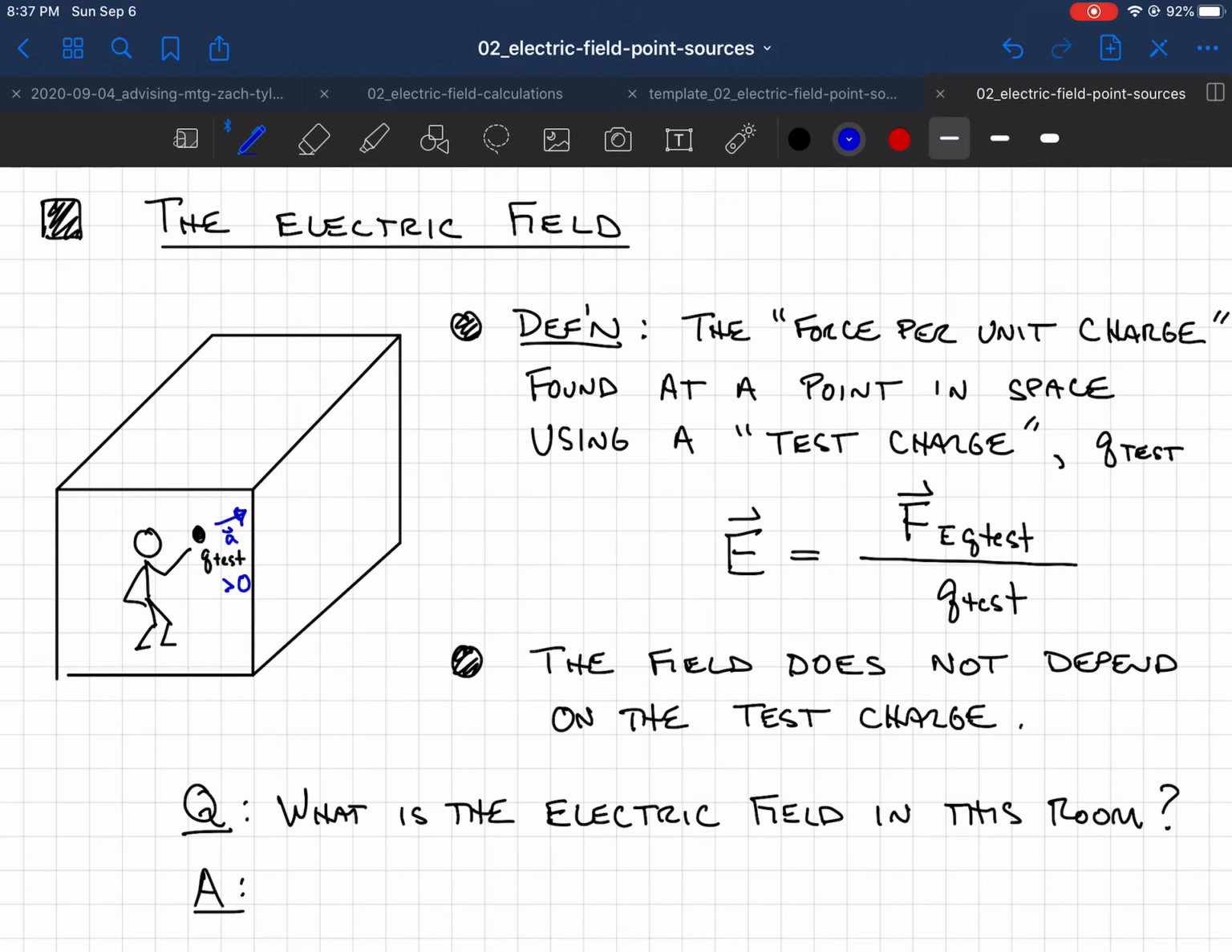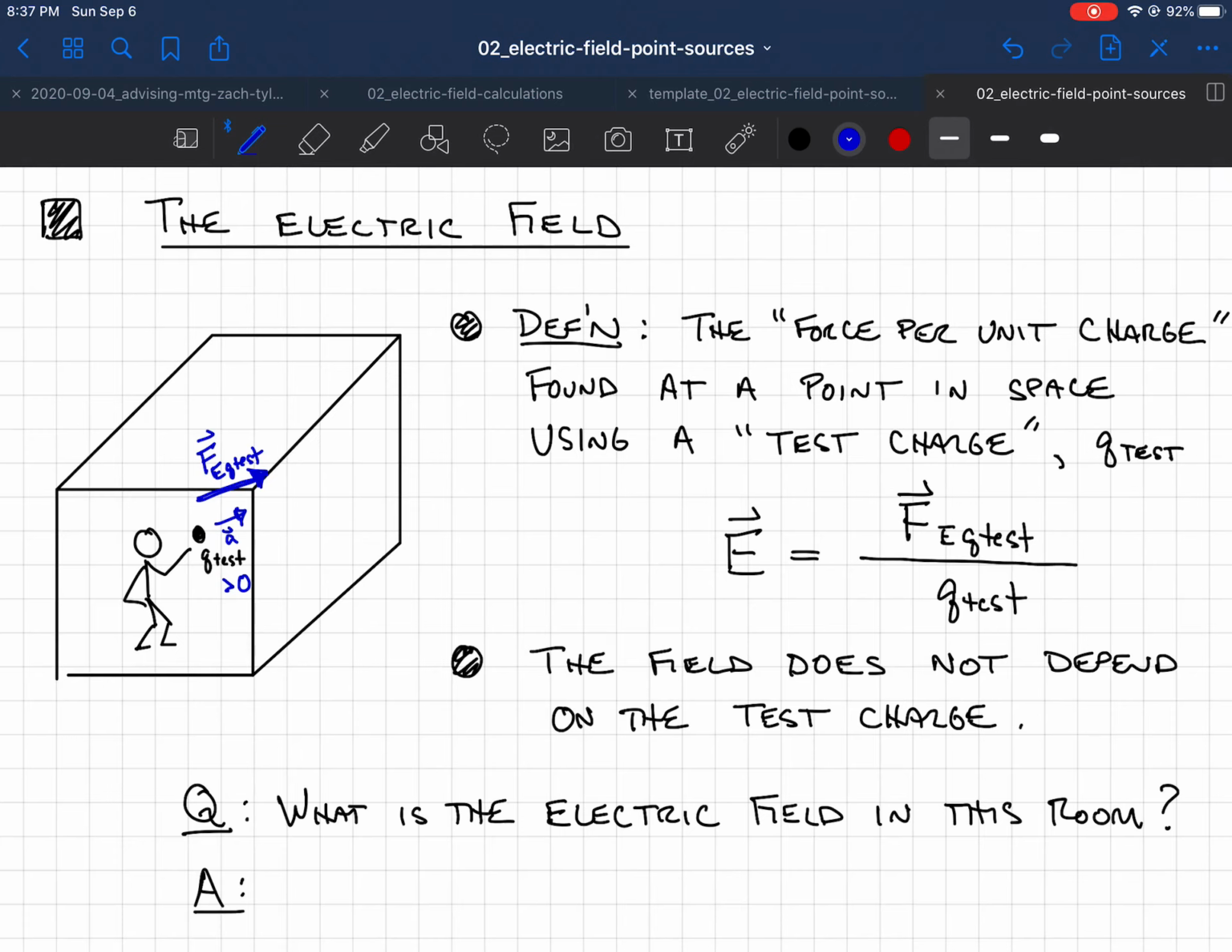Let's also assume that this room is out in space. So there's no gravitational force, there are no other forces. So we know that that test charge is accelerating because there's an electric field in the room. And we know from Newton's second law that that acceleration must be due to a force. So we can draw that force. I won't draw it. We don't know exactly what the magnitude is because it depends on the mass of that test charge, but we know it points in exactly the same direction as the acceleration because of Newton's second law. And we can call that F of E on Q test.